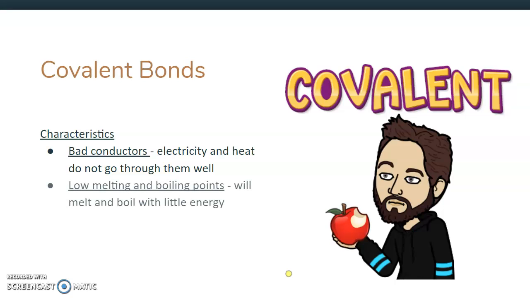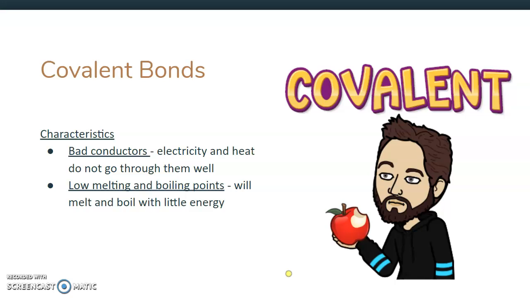Another important thing to learn are the characteristics of covalent bonds. They are really bad conductors. When we talk about metals, we say metals are good conductors because they'll let electricity and heat go through them, but our covalent molecules are really bad about that. So we can use that to our advantage if we want to keep heat in one place, or maybe electricity we want to keep out of a certain area. We can fill the space with some covalent molecules to help that.